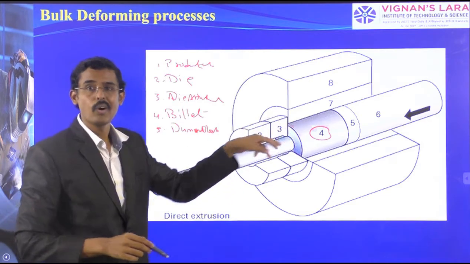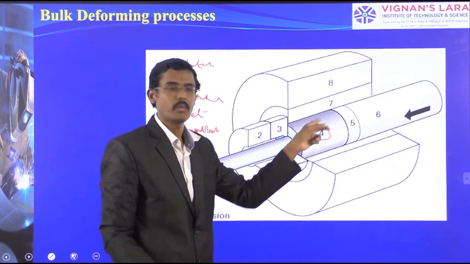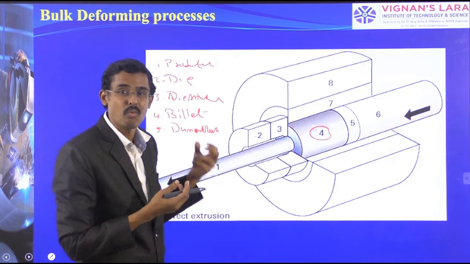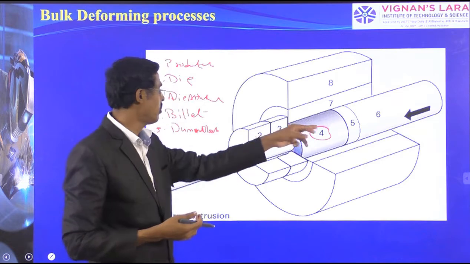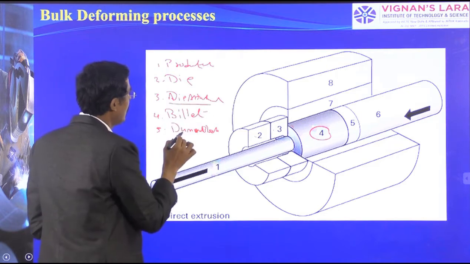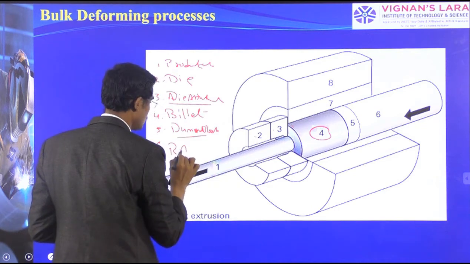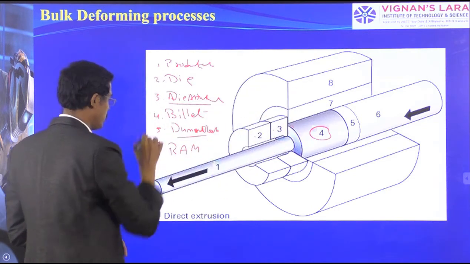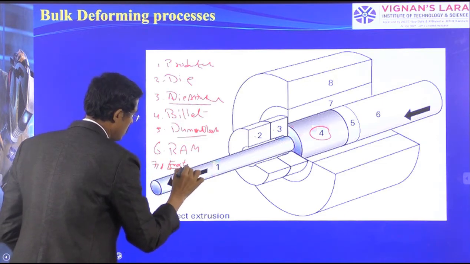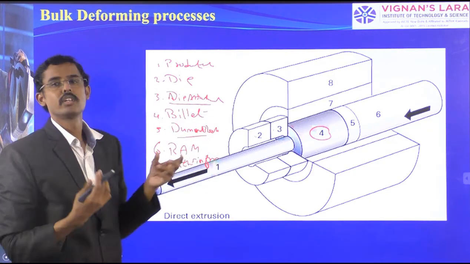This dummy block is to avoid more frictional contact between the ram and the red hot billet. Otherwise, it will cause damage or corrosion. Therefore, we are putting in a dummy block, and it also avoids leakages. The die attachment, number 3, and the dummy block, number 5, avoid the leakages. Number 6 is the ram. Numbers 7 and 8 are the extrusion frames that we use as a general attachment in a direct extrusion process.